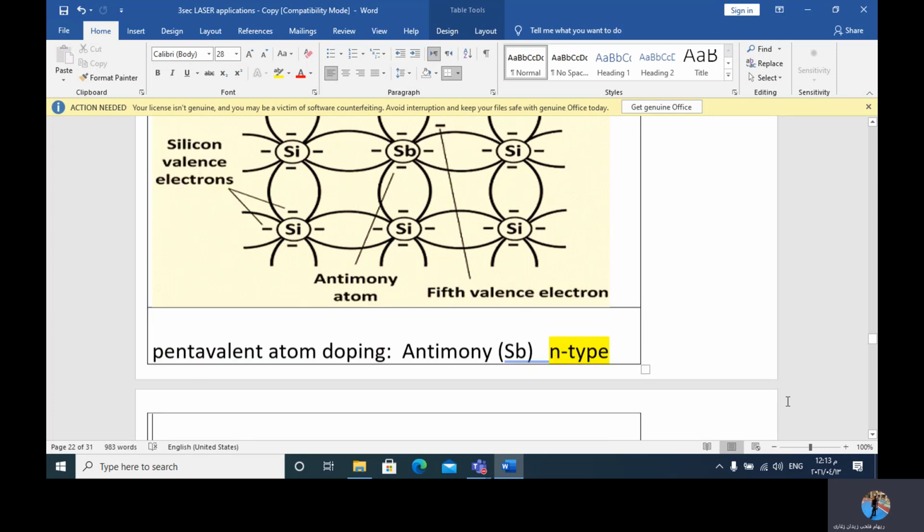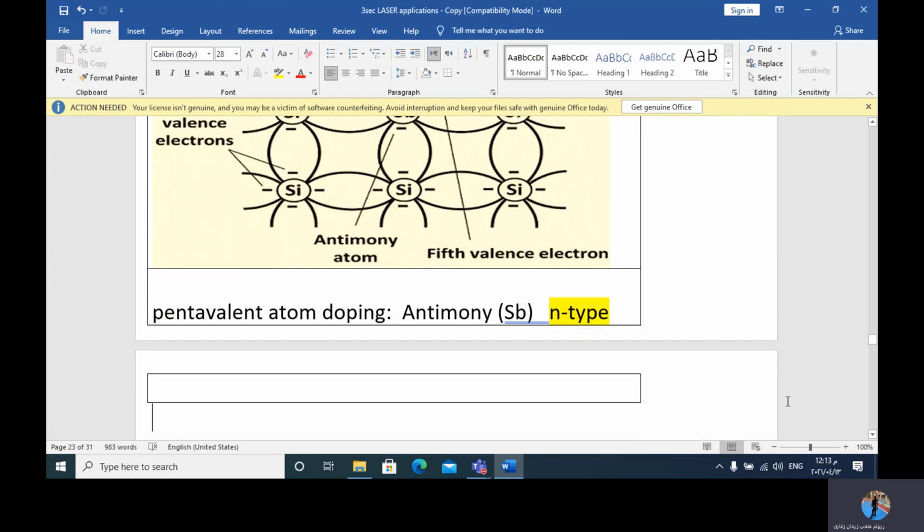Now, let's consider pentavalent atom doping. Doping means adding a foreign atom of antimony, Sb, to the crystal of silicon. And that's why, because it has an extra negatively charged particle, we call this semiconductor N-type. N-type means the N is more than P.